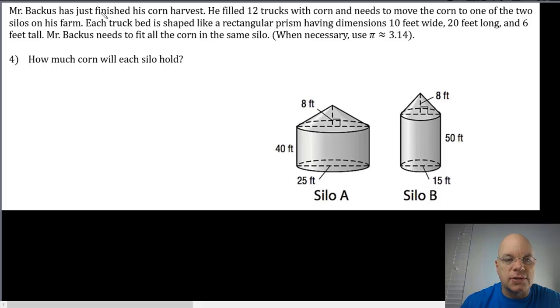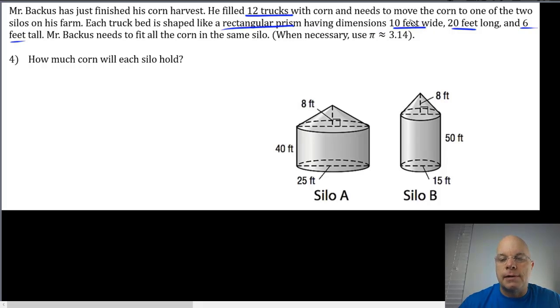It says Mr. Backus has just finished his corn harvest. He filled 12 trucks with corn and needed to move the corn to one of the 2 silos on his farm. The 2 silos are shown down here, silo A and silo B. Each truck bed is shaped like a rectangular prism, having dimensions 10 feet wide, 20 feet long, and 6 feet tall. So in order to do problem 3, you have to find the volume of the trucks.